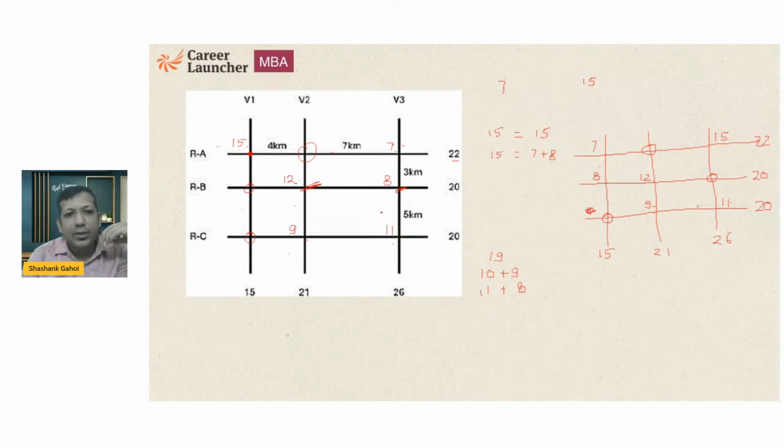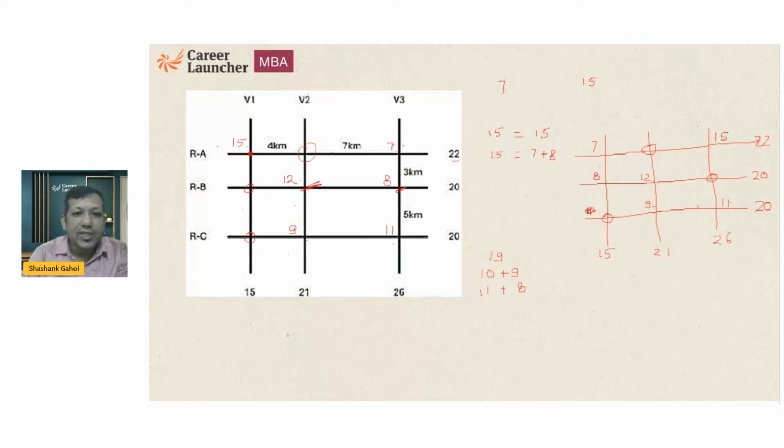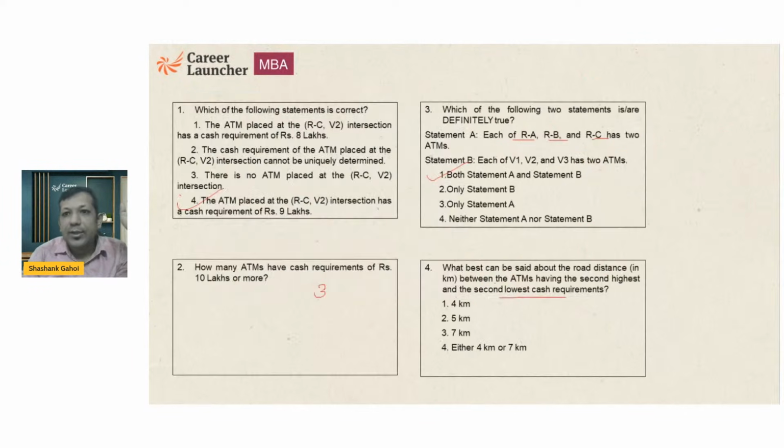Okay, so I think I made a mistake again. V1, V2, V3 have 2 ATMs. That is not right because in the first arrangement, V3 has 3. So only statement 1 is right, but statement 2 isn't. So the answer of this question is going to be option 3. Okay.